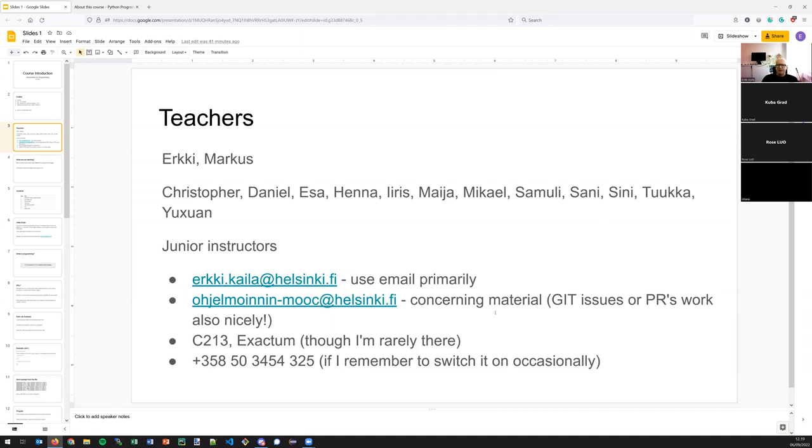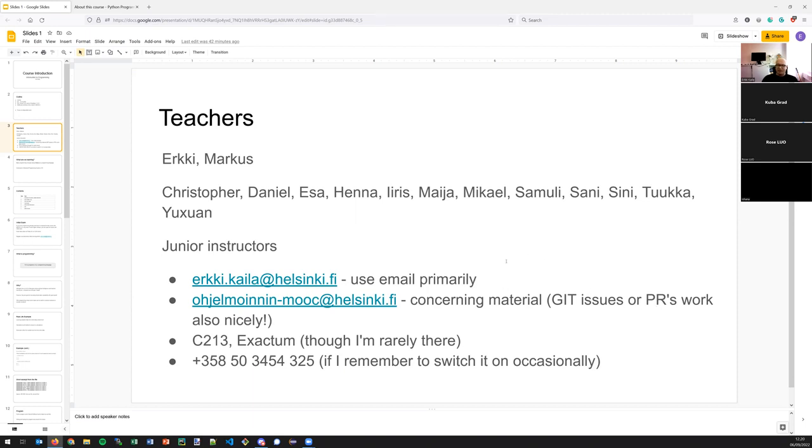If you have any issues about the material or exercises or things like that, you can use this. It can be a difficult address if you're not Finnish, but it's ohjelmoinnin@helsinki.fi. Anyway, it's probably easiest to copy and paste it. If you find any problems with the material, and if you're familiar with things like Git or pull requests, then you can use those as well.